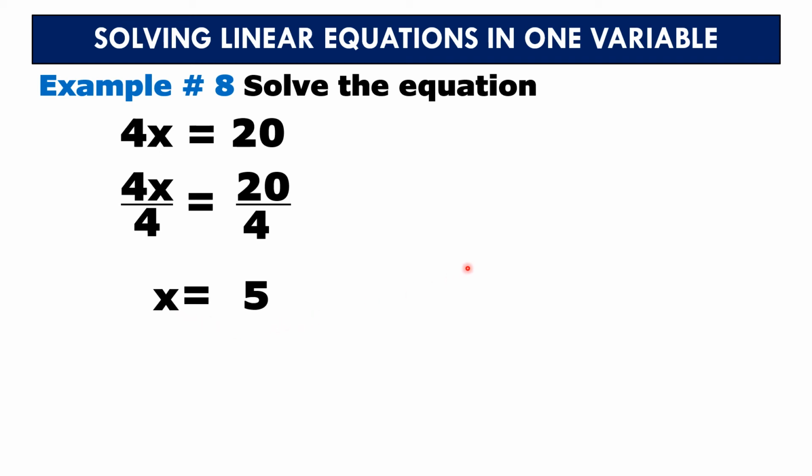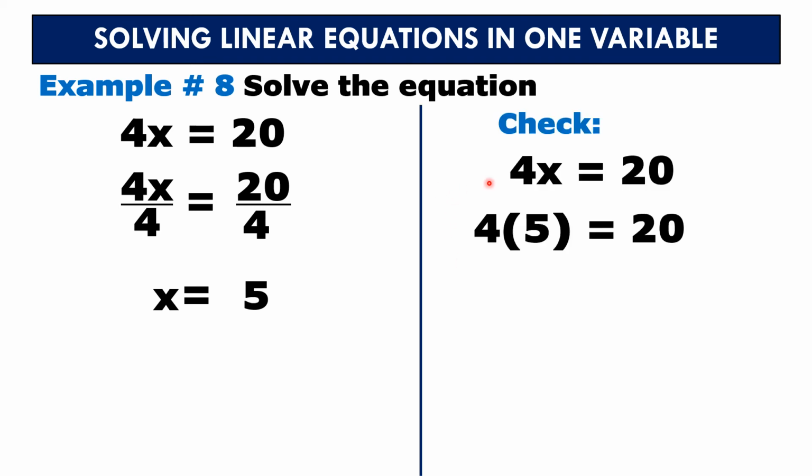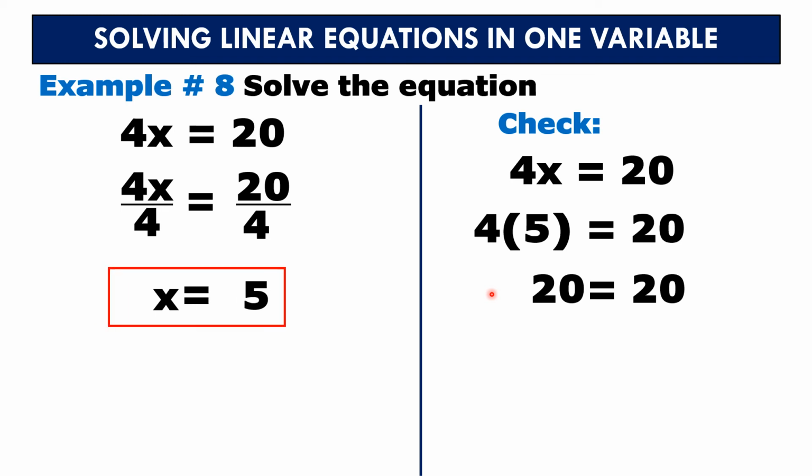So, check natin if it is correct. So, substitute the value of x, which is equal to 5. So, 4 times 5 equals 20. Okay, so since this is true, therefore, this is now the solution of the equation.